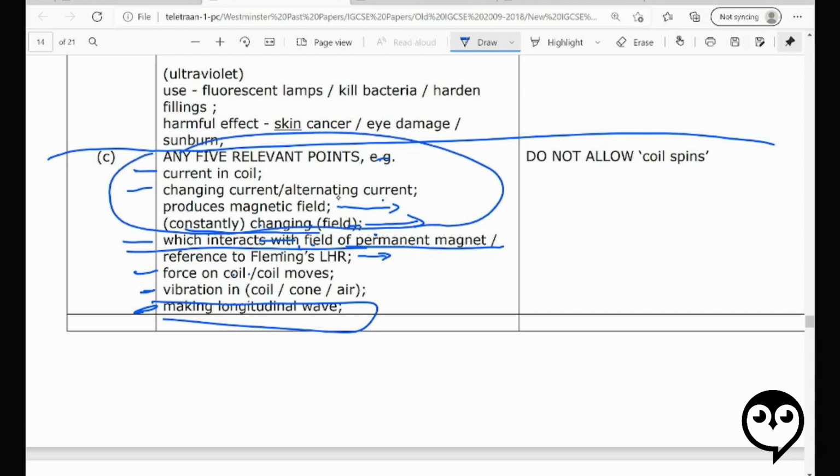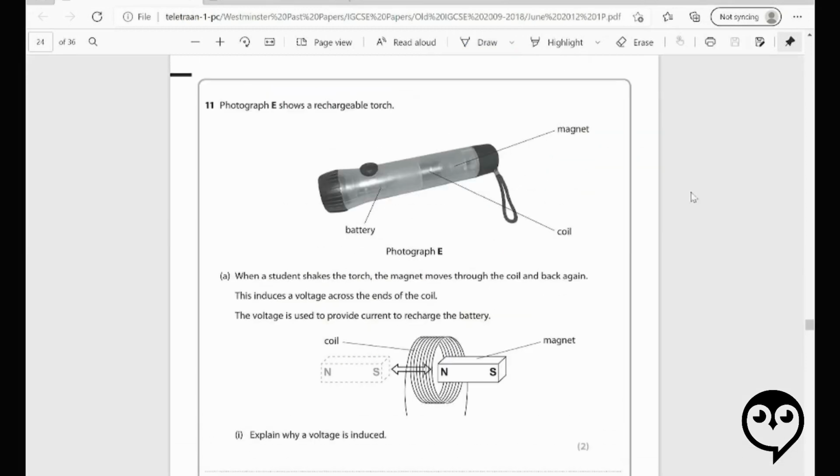You could say an alternating current running through the coil produces a changing magnetic field around the coil. Boom. And there you go. That's already 4 out of 5. It is an easy question, but one in which you will need to practice.